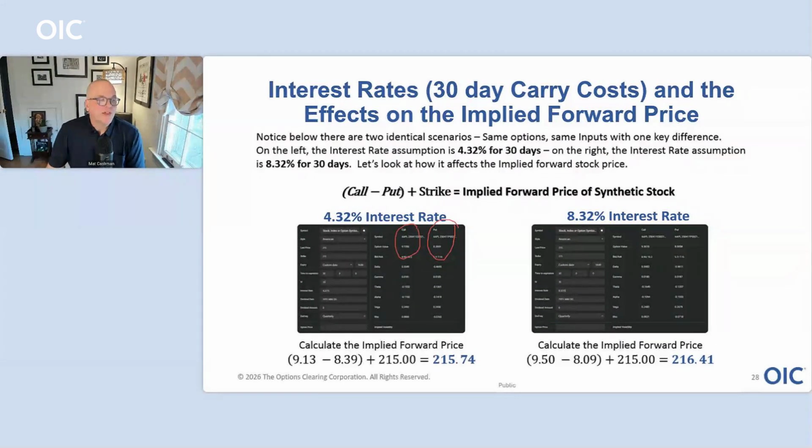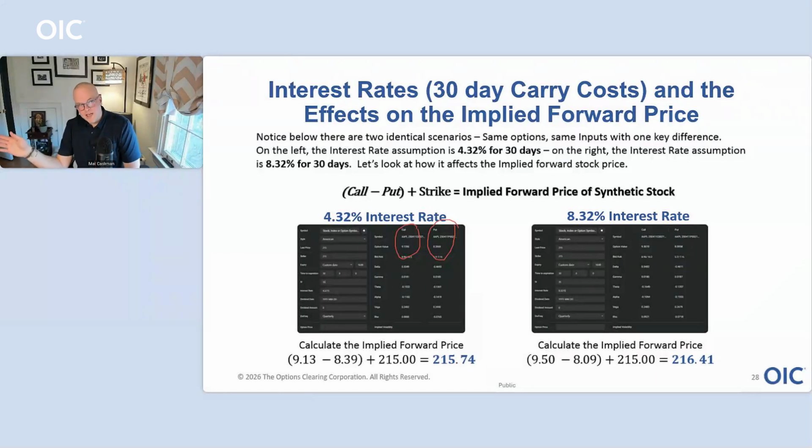What you end up with is the market, with a 4.32% interest rate assumption built in, telling you that the actual implied forward price is 215.74. That is higher than the actual strike price, right? It's telling you that the implied forward is higher than the strike price right now.